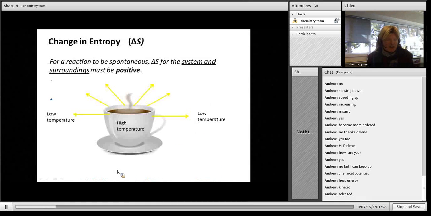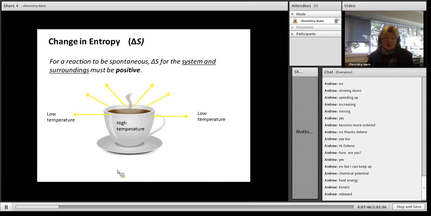One final point on entropy, it's a slide we saw last time, is that for a reaction to occur, remember that delta S must be positive, the overall delta S. That's from the second law of thermodynamics. Everything has to tend to chaos, otherwise it's not going to happen. And so we do have to look at the system and the surroundings.